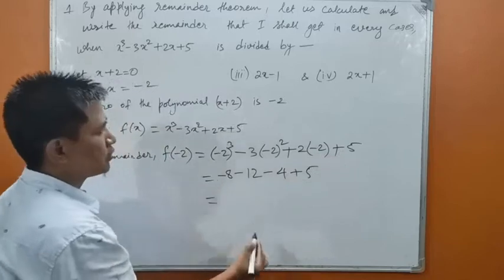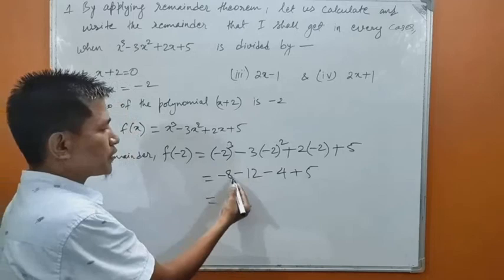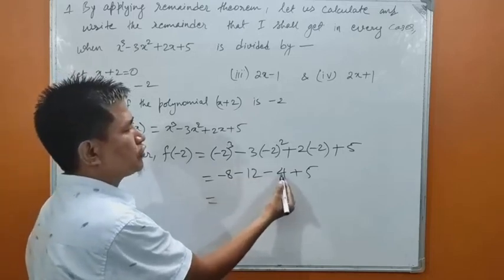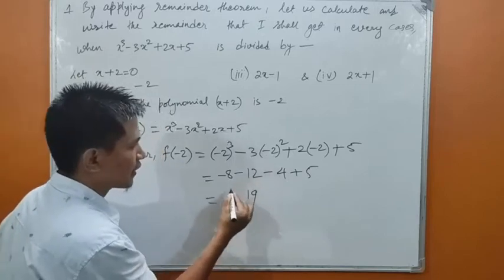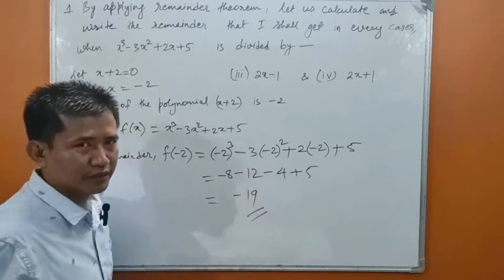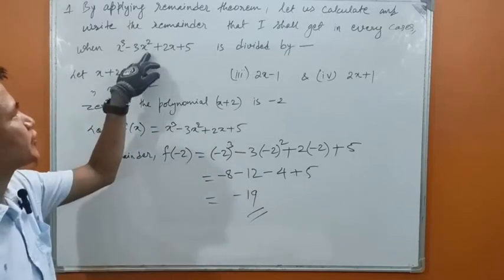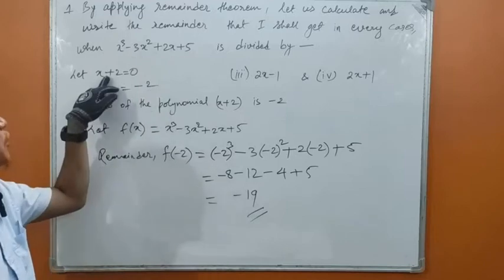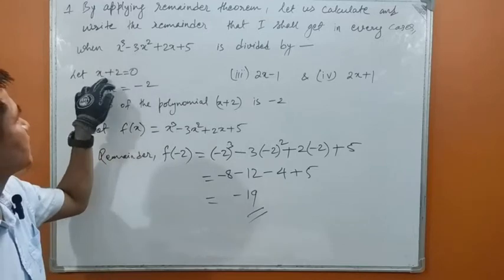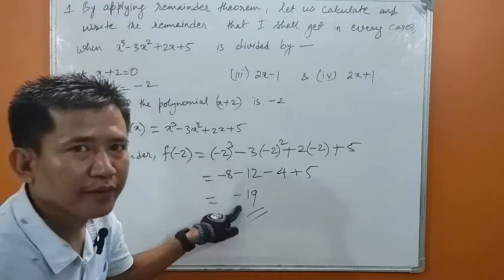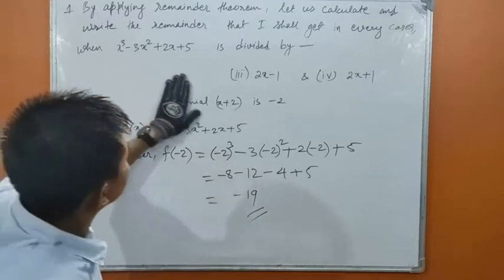Now it is very, very simple. You add up all these 3 negative numbers and subtract 5. 12 plus 8 is 20, 20 plus 4 is 24, 24 minus 5 is 19, and the sign of the greater number comes here, isn't it? I hope you've got this. When this expression is divided by x plus 2, the remainder will be minus 19. Okay, please take the screenshot. I'm going to erase this and we will move on to question number 3.